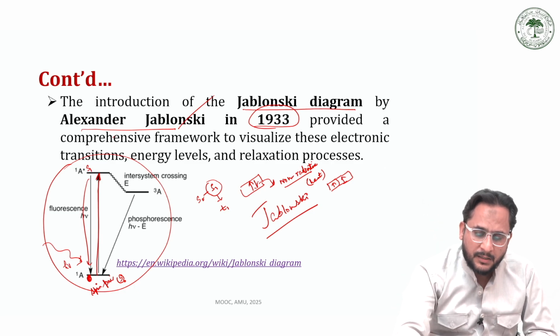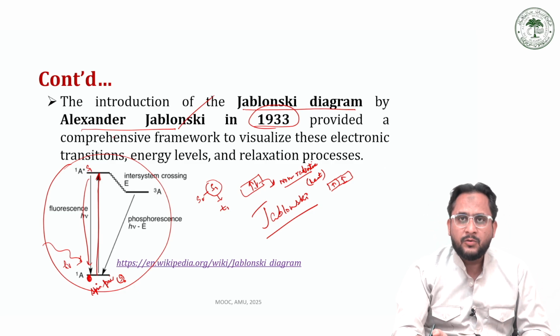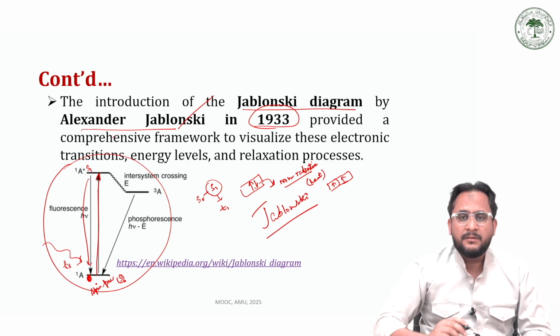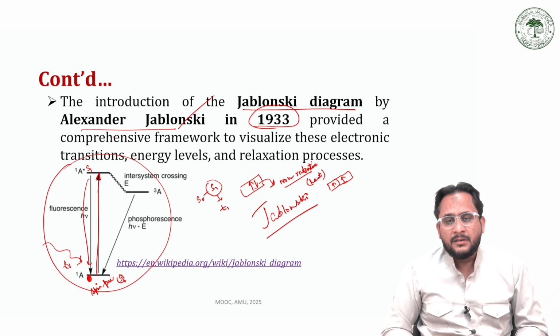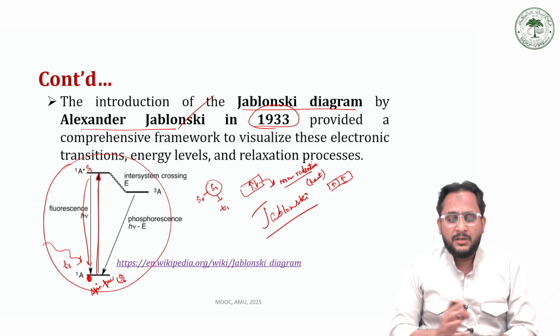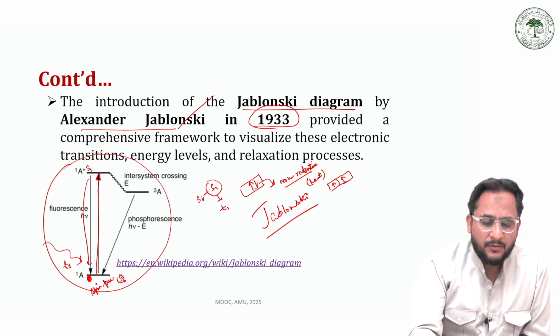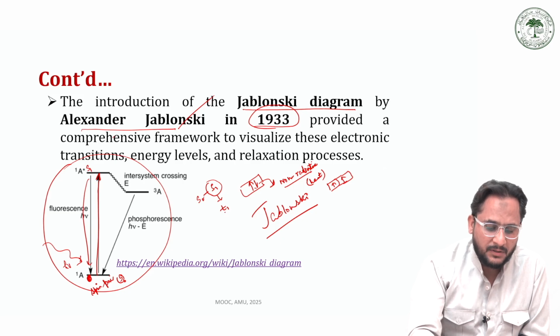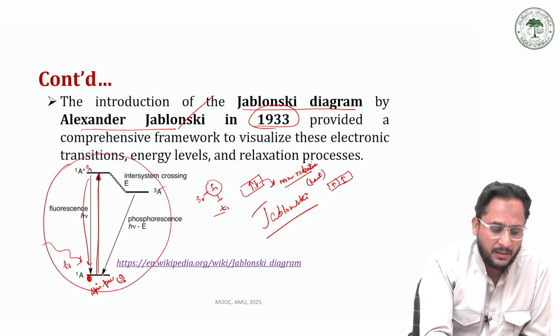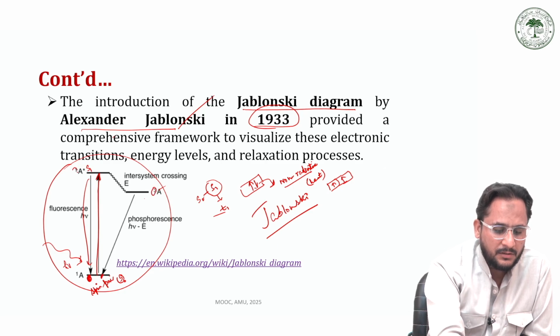So electrons from the high energy singlet state reach the low energy triplet state by a non-radiative loss of energy, which is in the form of heat, not in the form of light. So they come from S1 to T1, and then from T1 they come back directly to S0. This 3 means it is the triplet state, 1 means it is the singlet state.